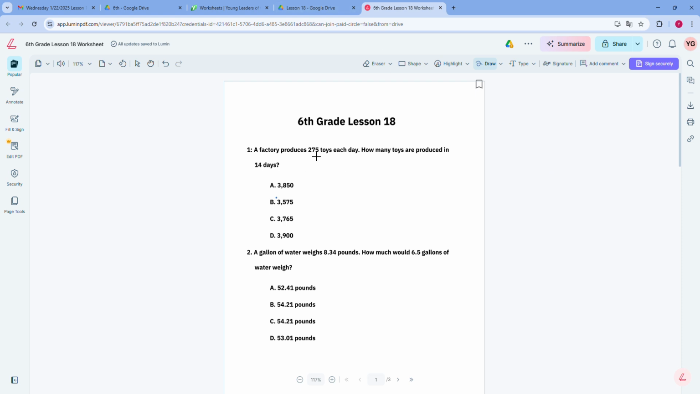So a factory produces 275 toys each day. How many toys are produced in 14 days? So 275 toys in 14 days. To get the total amount of toys you want to multiply, so you would do 5 times 4, which is 20. 7 times 4, which is 28, but you want to add the number that's on top of here, so 28 plus 2 is 30, and then 4 times 2, which is 8, and 8 plus 3 gives you 11.